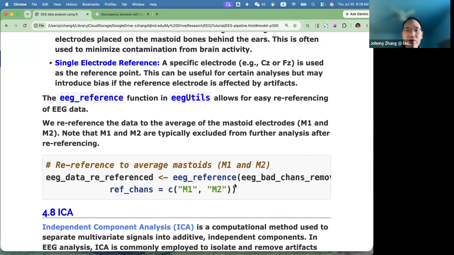Doing a re-reference is straightforward. We just need to tell which channels we use as references. For example, here I just use M1, M2 as the reference electrodes and recalculate everything. Okay.